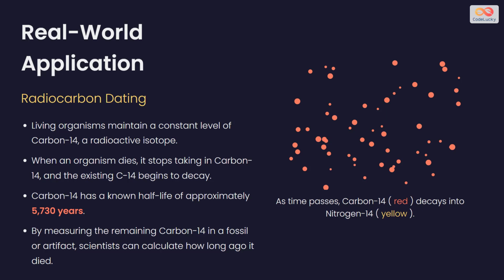One of the most fascinating uses of half-life is radiocarbon dating. All living things have a certain amount of radioactive carbon-14. When they die, that carbon-14 starts to decay at a known rate. Its half-life is about 5,730 years. By measuring how much carbon-14 is left in a fossil, scientists can figure out how old it is.